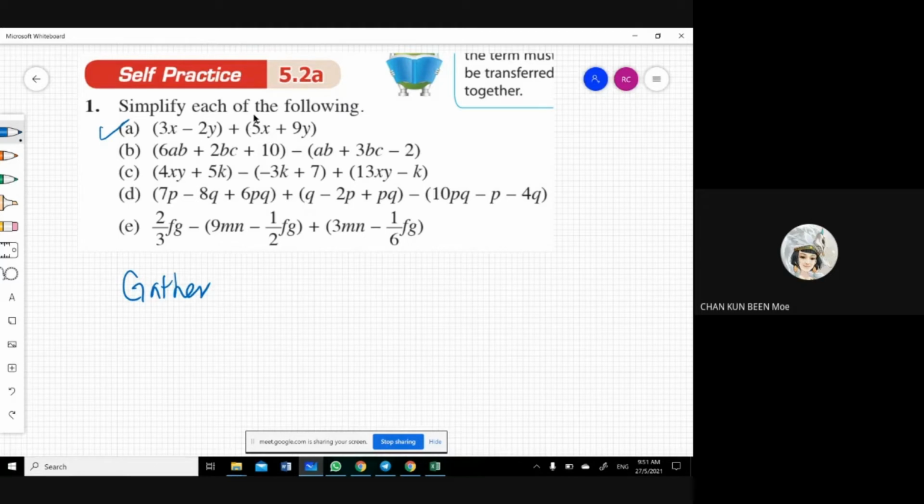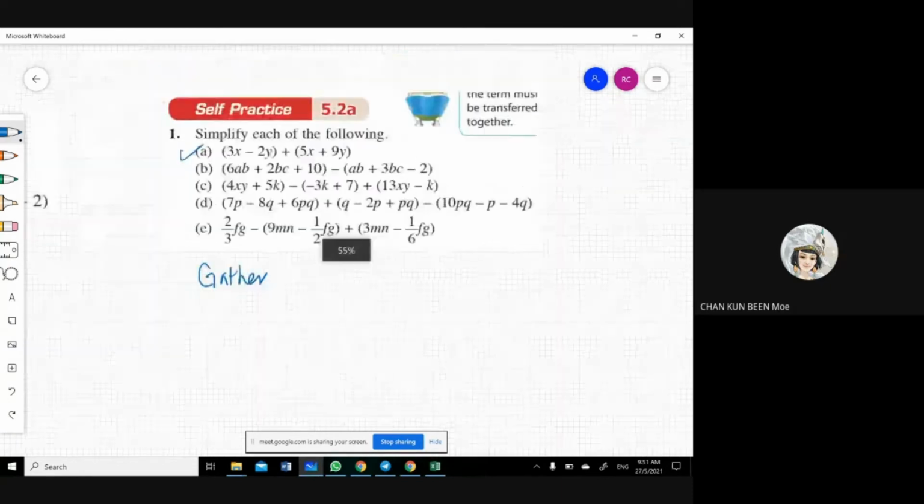3x and 5x are like terms, and also negative 2y and 9y are like terms. So this one will be 3x plus 5x. We get 8x. Negative 2y plus 9y, how much is it? 7y. Very good. Okay, so we just carry on.